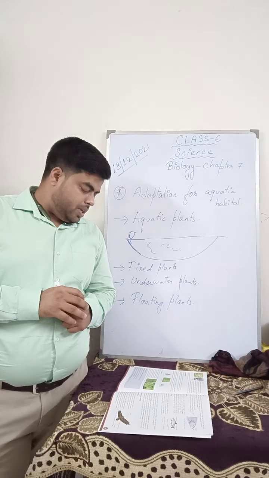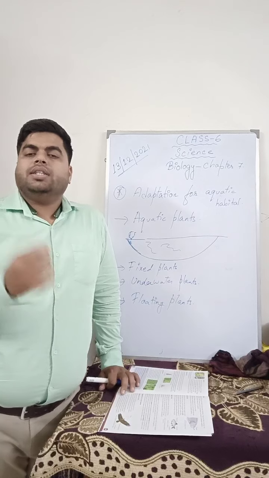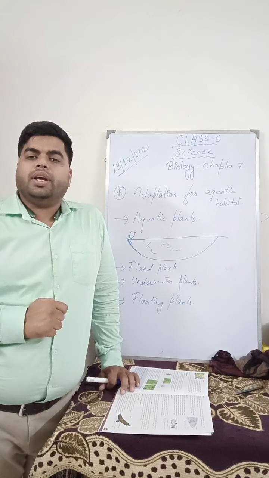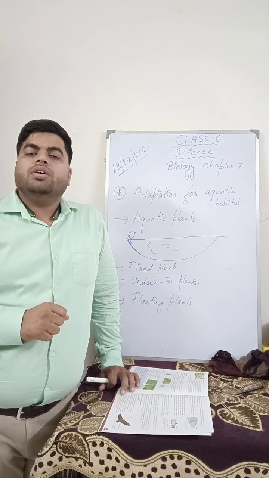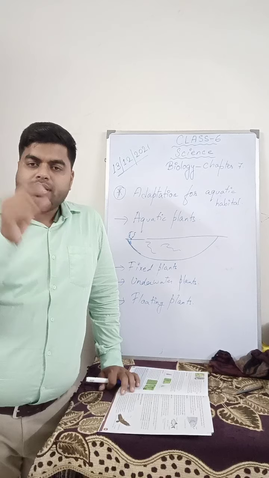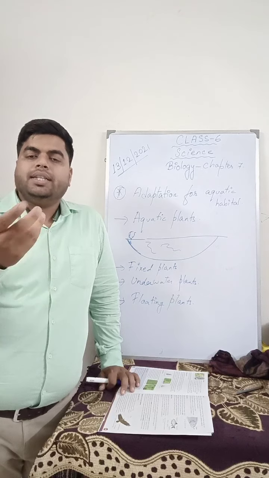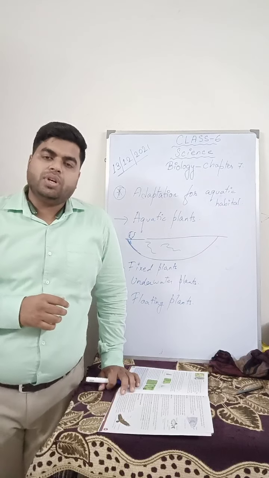The roots absorb nutrients directly from the water. In this type of plants, the roots are not attached to the soil. They get the required amount of food which they need to survive from the water itself. Because the roots are not attached to the soil, they are floating. That is why these plants are known as floating plants.